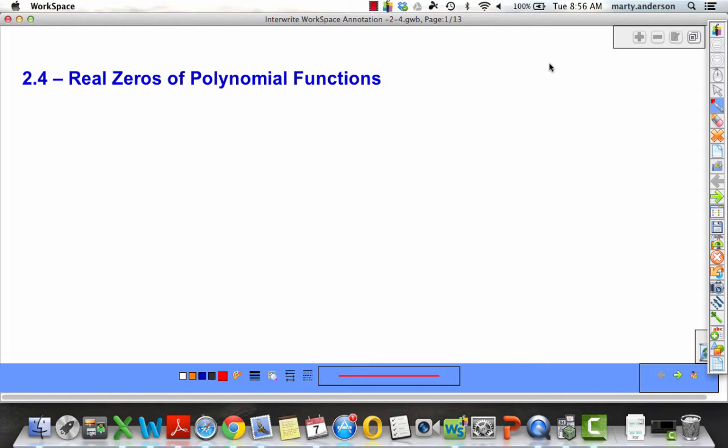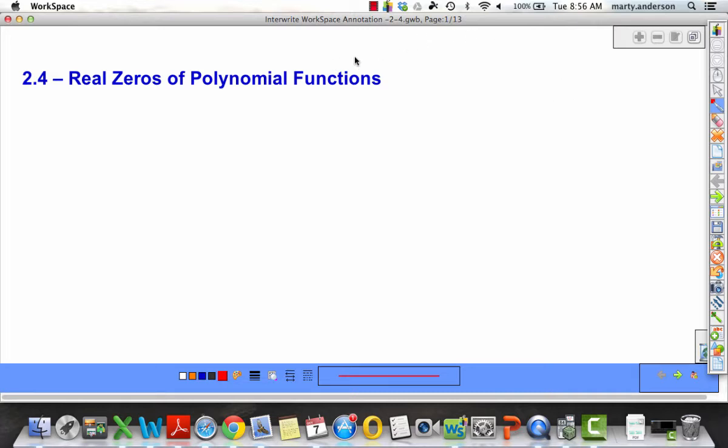Hi, we're going to talk about lesson 2.4, real zeros and polynomial functions. How do we find all the real zeros of a polynomial function? There's two parts to this. The first part is using long division, similar to what you did back in elementary school. And then we'll do synthetic division as well.